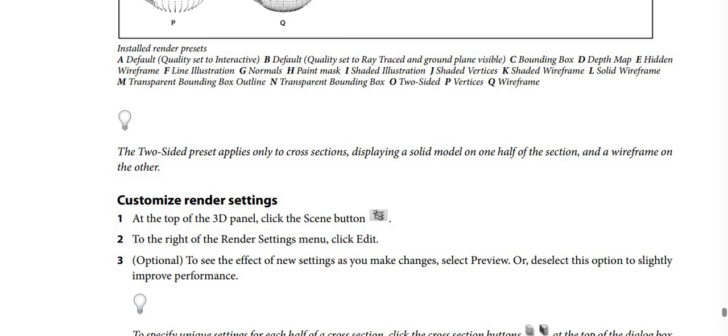And the two-sided preset applies only to cross sections, by the way, displaying a solid model on one half of the section and a wireframe on the other.